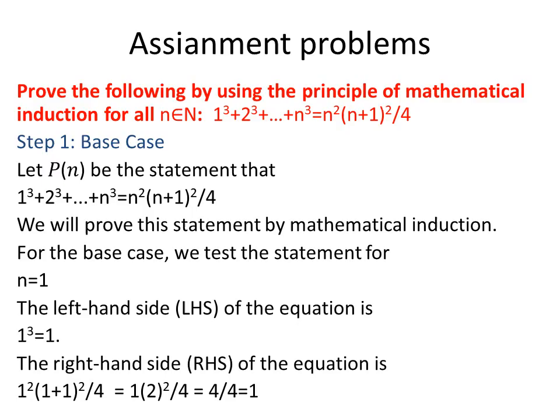Therefore, the left hand side becomes 1 cube, which is equal to 1. The right hand side of the equation is 1 square into 1 plus 1 whole square by 4, that is equal to 1 into 2 square by 4, that is equal to 4 by 4, that is equal to 1.